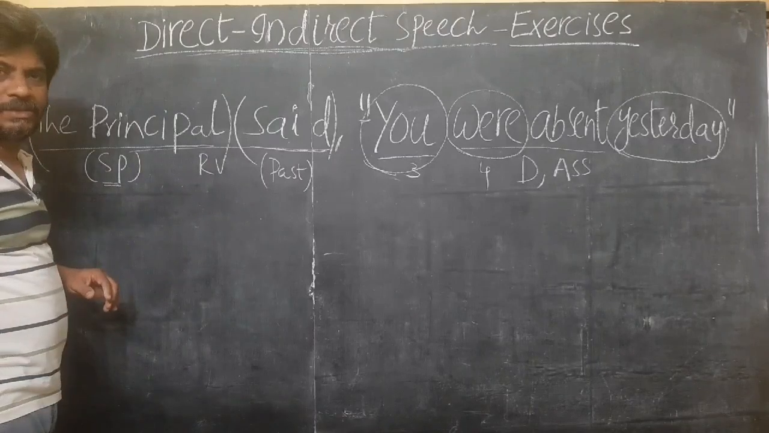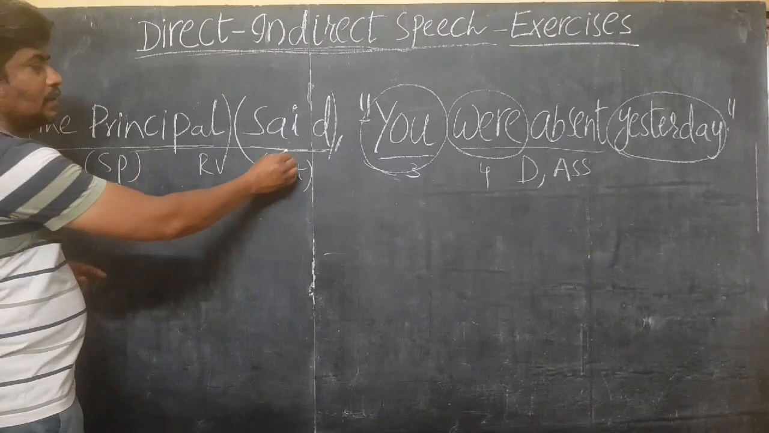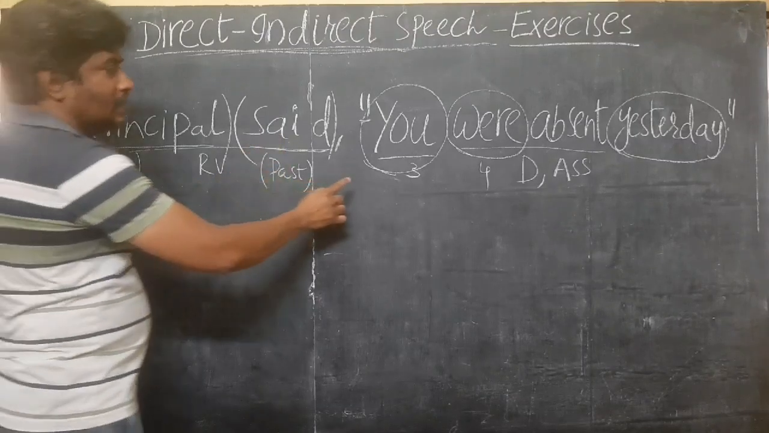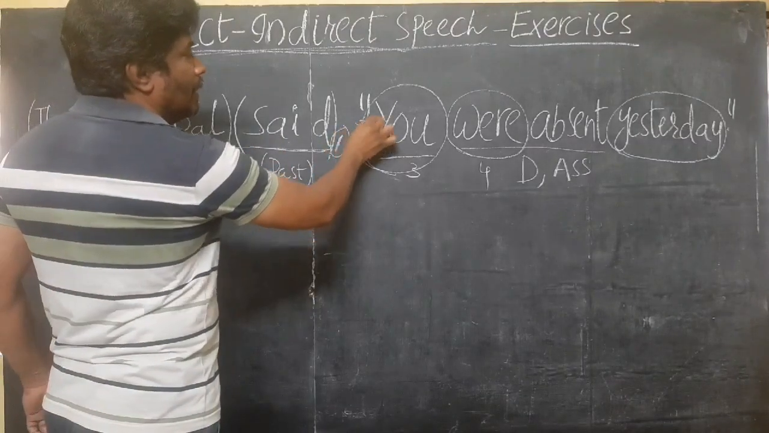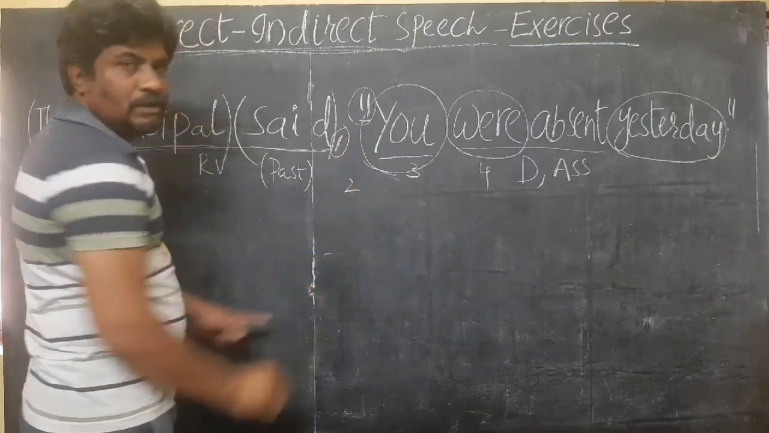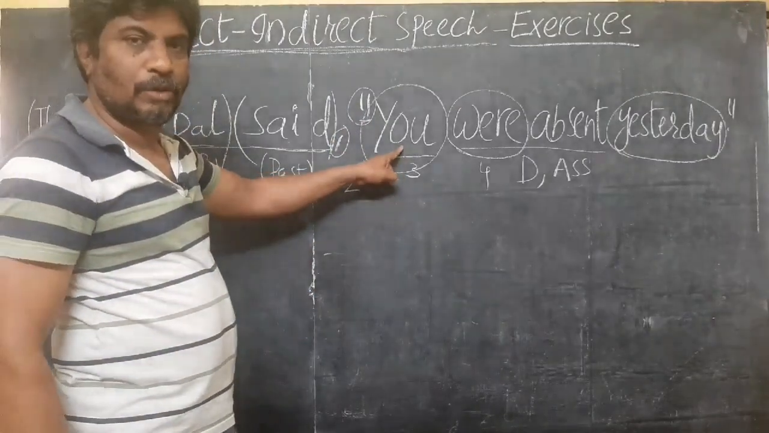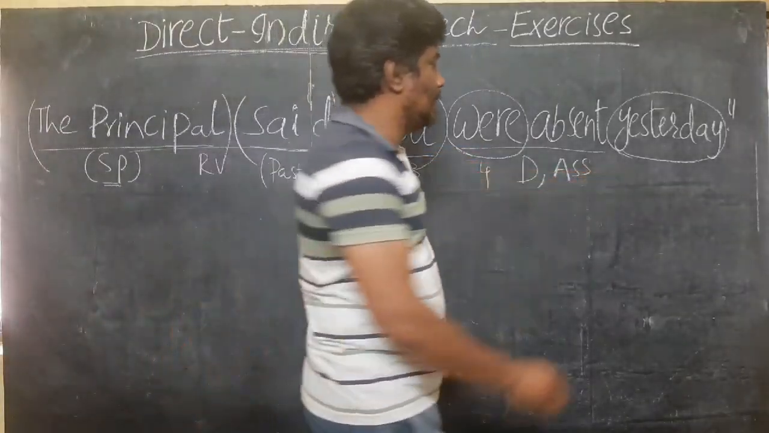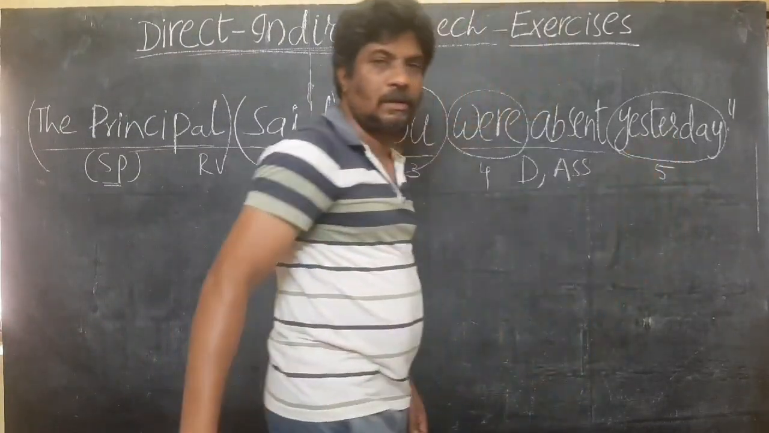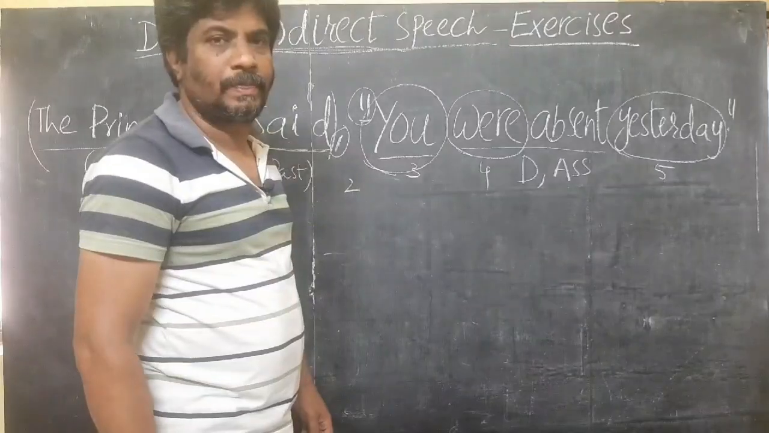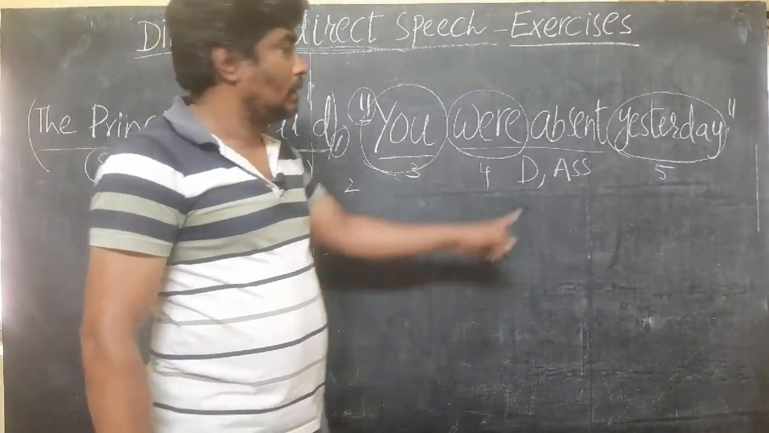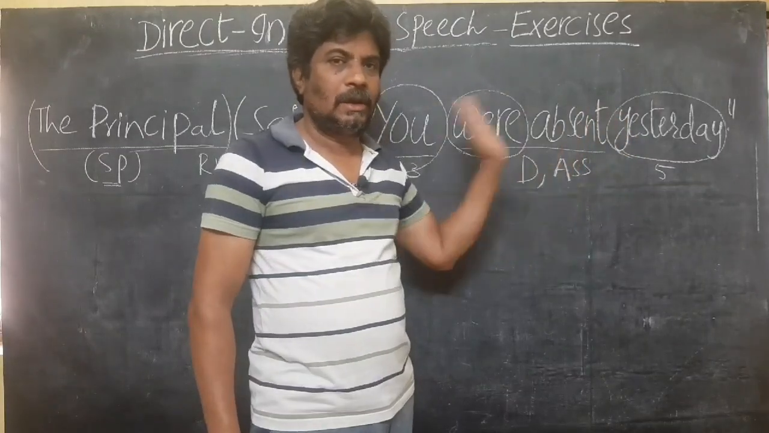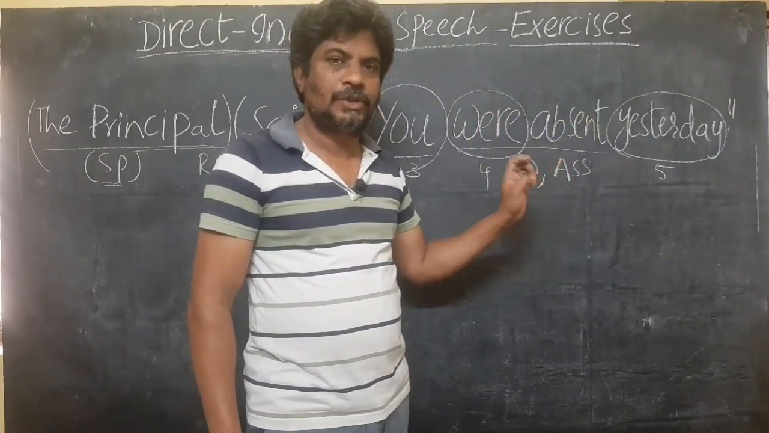Now we shall make changes. The first change is in the reporting verb. The second change is removing this comma and quotes, the conjunction. The third change is in the pronoun. The fourth change is in the verb. The fifth change is in yesterday, the adverb. Got it? The fifth change is in yesterday. Likewise, five areas are to be changed.